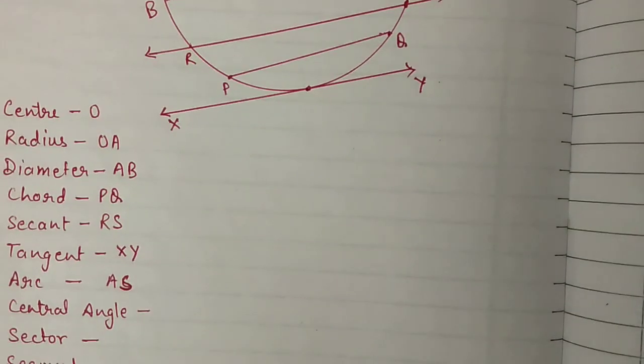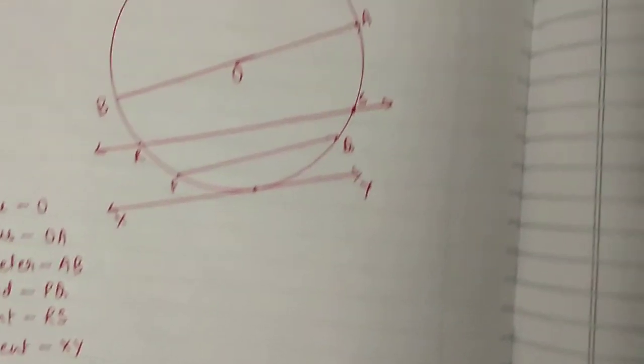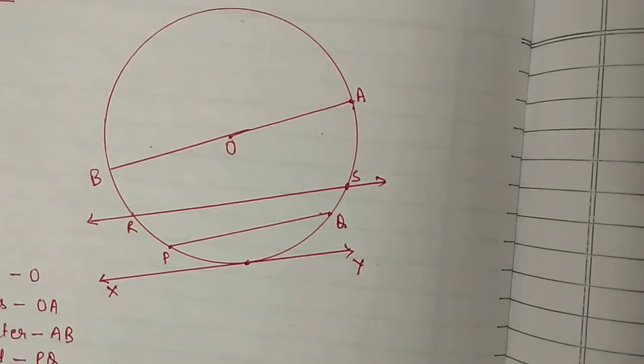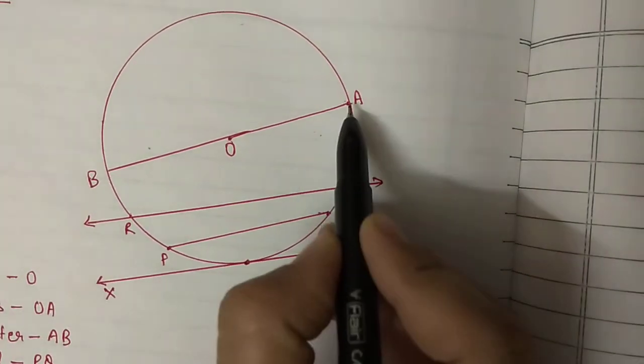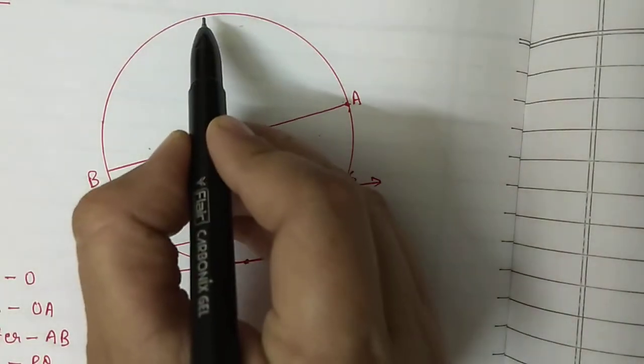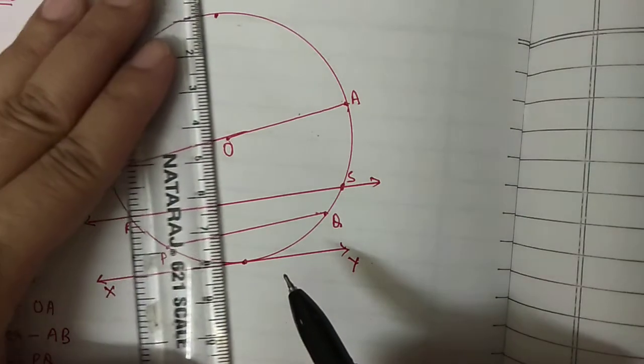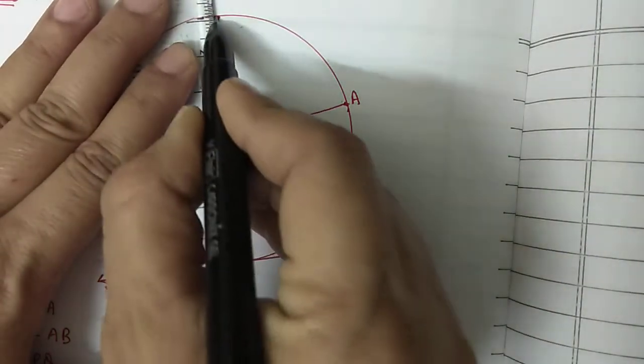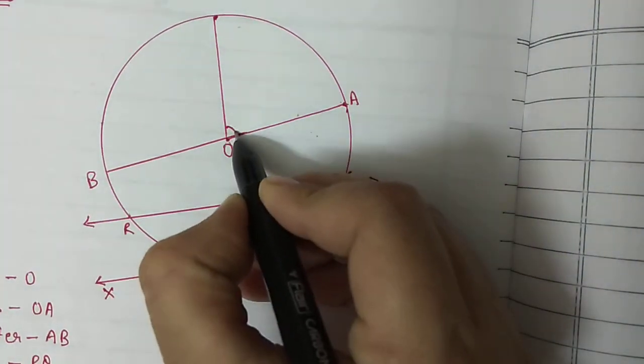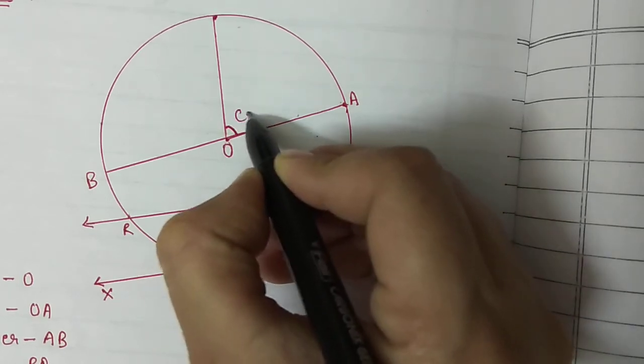Next is the central angle. Central angle means from any 2 points of the circle. Suppose this one point is A and one more point we take anywhere here, B. From these 2 points, the angle subtended at the center, this angle, is the central angle.